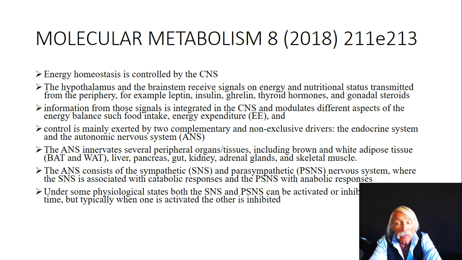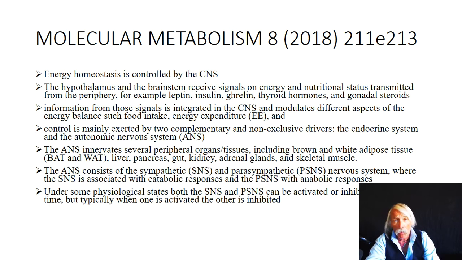Now, the ANS innervates several peripheral organs or tissues, including brown and white adipose tissue, called BAT and WAT, bad acronyms, liver, pancreas, gut, kidney, adrenal gland, and skeletal muscles. So it's all over, right? The autonomic nervous system innervates all of these systems. But you probably knew that it innervated things like the liver and pancreas, and probably the muscle, and an adrenal gland, an exocrine gland like that. But you probably didn't think about the fact that the ANS actually innervates adipose tissue, because the adipose tissue is basically another structure much like an organ in the body.